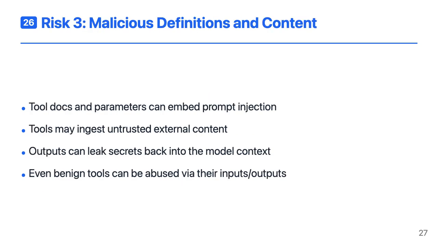Another class of risk comes from malicious or overly permissive tool definitions and the content they process. Tool descriptions and parameter docs are fed directly into the model's context, so they can carry hidden instructions that bias or hijack the planner. Tools that read external content, like files, web pages, or emails, can pull in prompt-injected text that then influences the agent. And tool outputs may contain sensitive data, such as API keys or personal information, which the agent might echo back to users or other tools without proper filtering. Even well-intentioned tools can become attack vectors if their inputs and outputs aren't controlled.